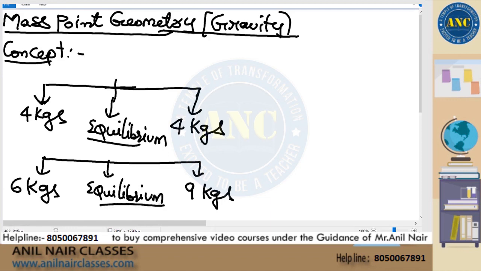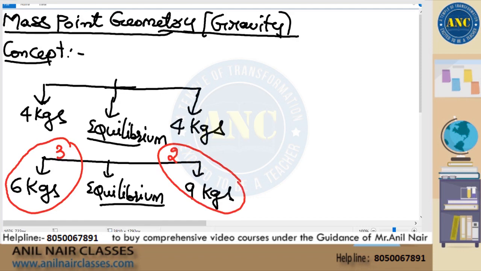that means left hand side and right hand side should be equal. If I want to make it an equilibrium stage, 6 and 9 both should be equal. They will be equal at their LCM. LCM of 6 and 9 is 18. That means I should keep 3 quantities of 6 kgs on the left hand side and 2 quantities of 9 kgs on the right hand side. 3 quantities of 6 kgs is 18 and 2 quantities of 9 kgs is 18. Then it will be in an equilibrium state. I hope you are all with me.